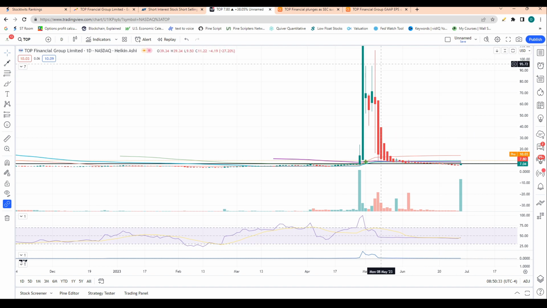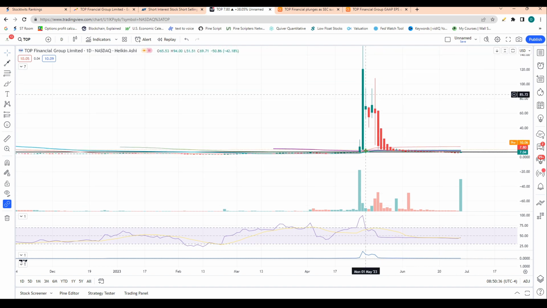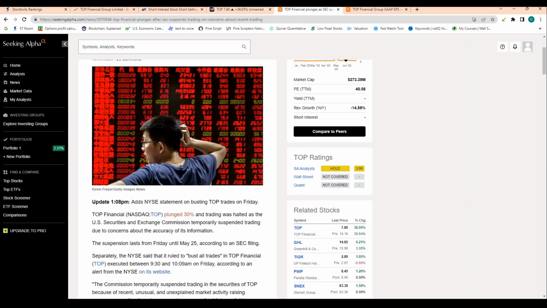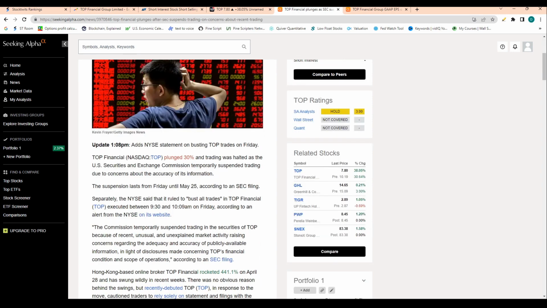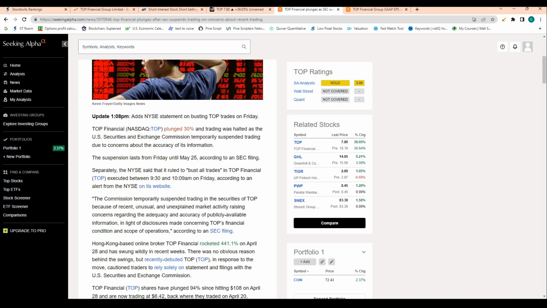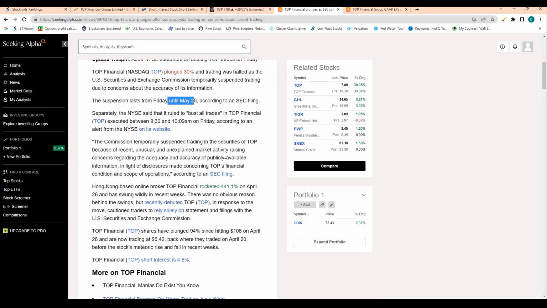And then when we consider what happened here in May, why shares fell so quickly, well, a large part of that was that Top Financial had trading suspended on concerns about recent trading. Trading was halted as the U.S. Securities and Exchange Commission temporarily suspended trading due to concerns about the accuracy of its information. The suspension lasted from Friday until May 25th, Friday being early May. So obviously this has subsided and trading has continued now. So it was just a temporary suspension, but nevertheless, it really did force shares much, much lower.